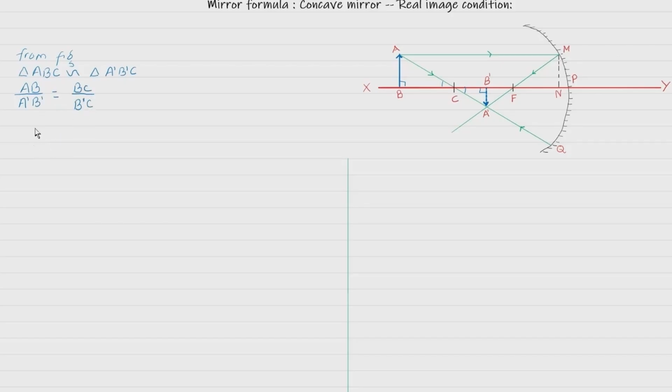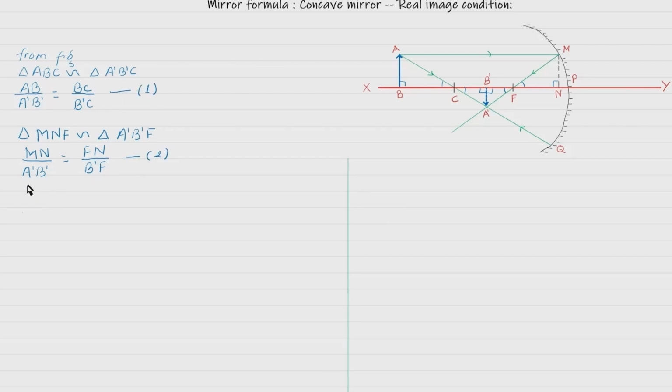Similarly, we can say triangle MNF is similar to triangle A dash B dash F. So here also the same condition: these two angles are 90 degrees, so both being 90 degrees, they are equal. Also these two angles are equal, being vertically opposite angles. So we can say that these two triangles are similar to each other. Also we can write MN by A dash B dash is equal to FN by B dash F. Let us consider this equation as equation 1 and this as equation 2.